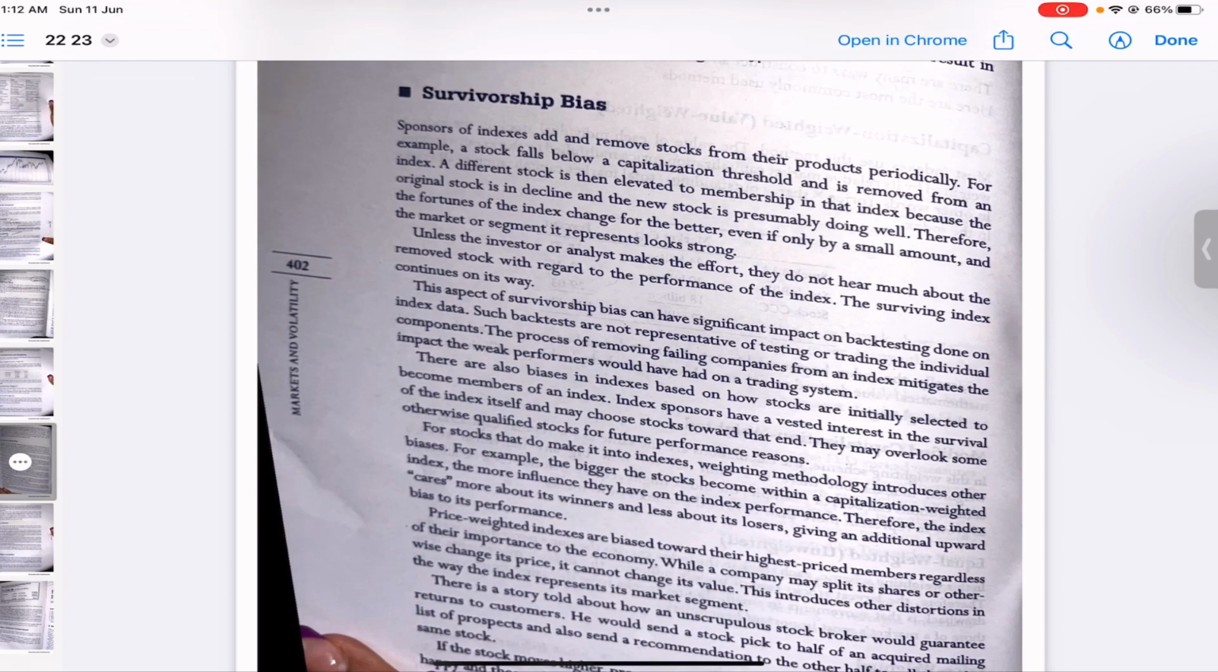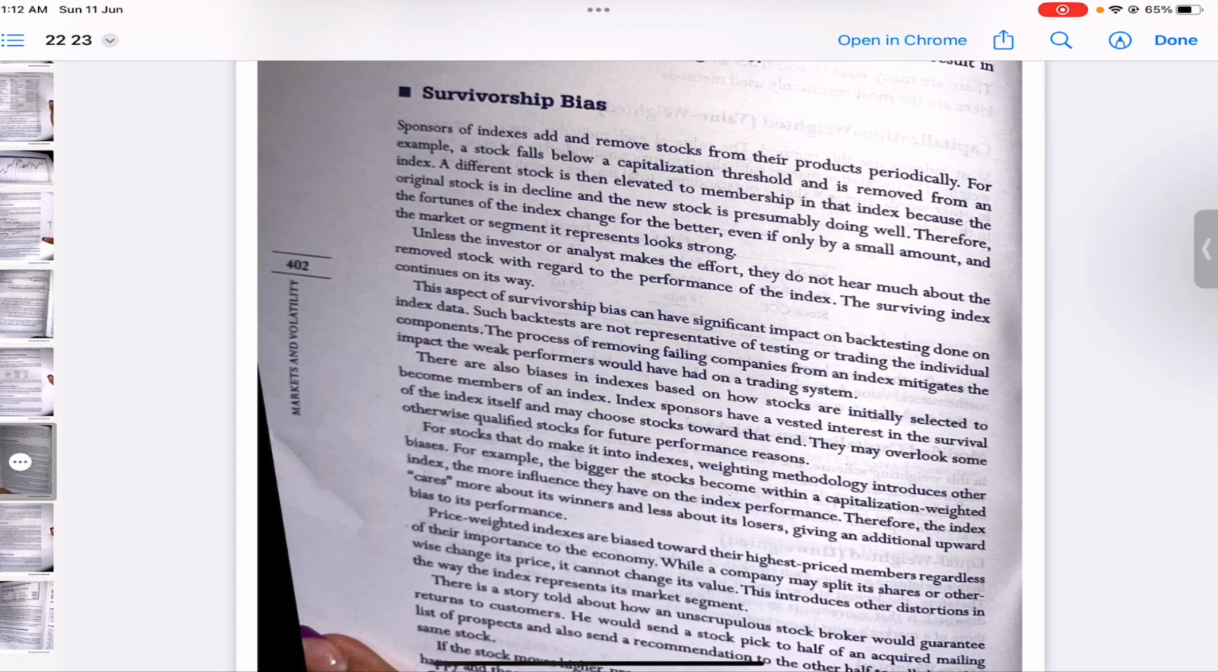Now let's talk about what survivorship bias is. Sponsors of indexes add and remove stocks from their products periodically. For example, a stock falls below a capitalization threshold and is removed from an index. A different stock is then elevated to membership in that index because the original stock is in decline and the new stock is presumably doing well. Therefore, the fortunes of the index change for the better, even if only by a small amount, and the market or segment it represents looks strong. Unless the investor or analyst makes the effort, they do not hear much about the removed stock with regard to its performance. The surviving index continues on its way. So that is a drawback.